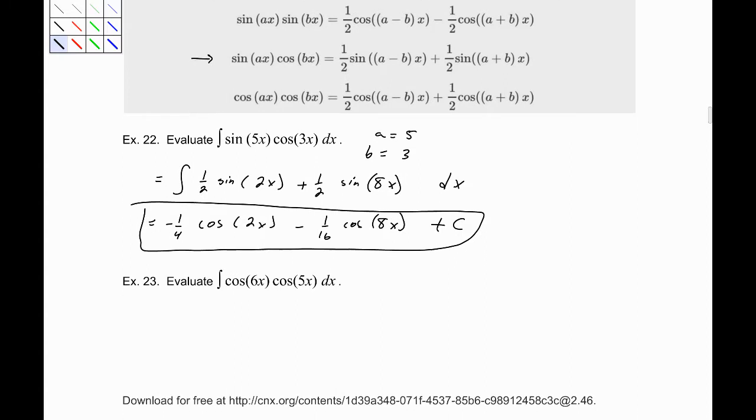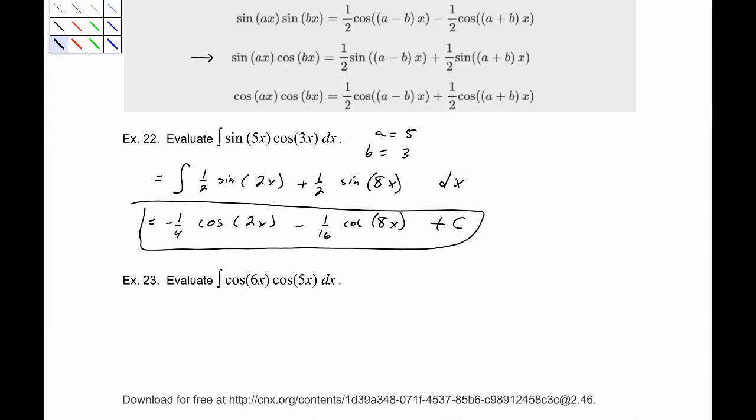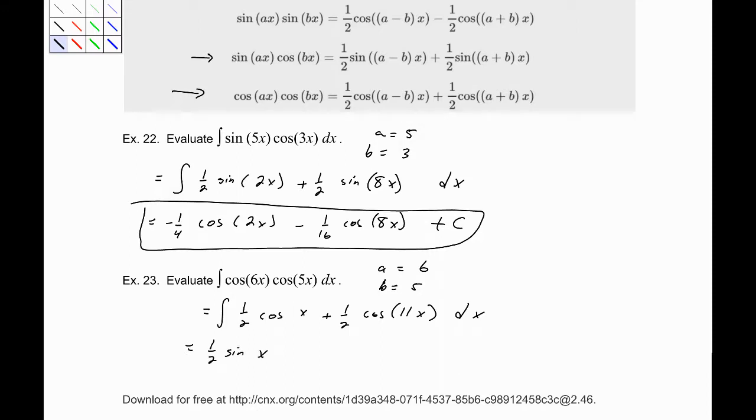Next we have cosine 6x, cosine 5x. So that is going to be the third on that list. So this is the integral of 1/2 cosine a minus b. Well, a is 6 and b is 5. This is the cosine of x plus 1/2 cosine of 11x dx. So this will be 1/2 sine x plus 1/22 sine of 11x plus c.